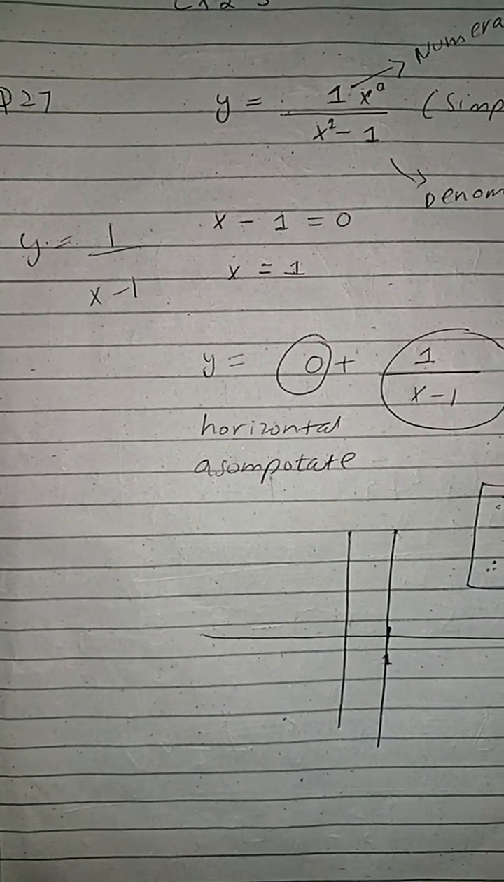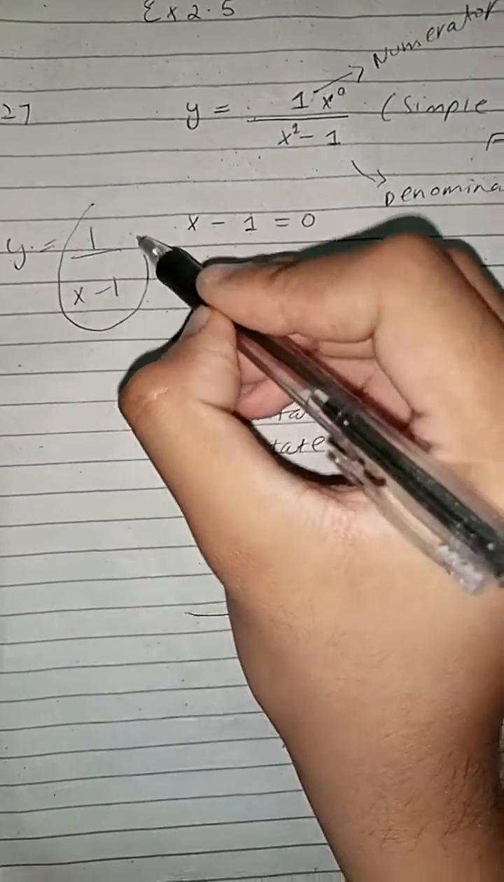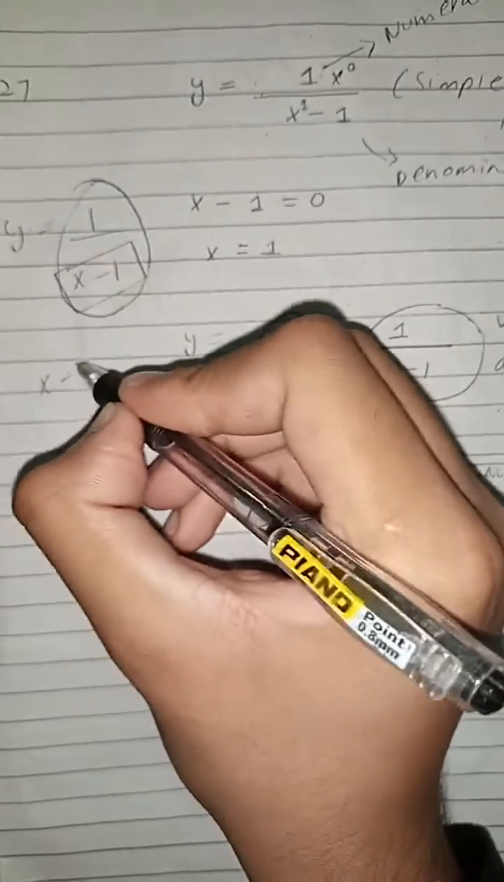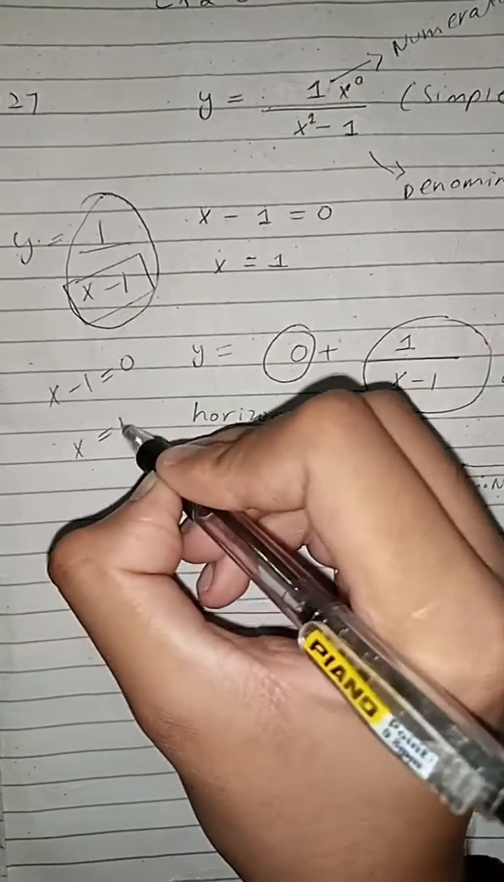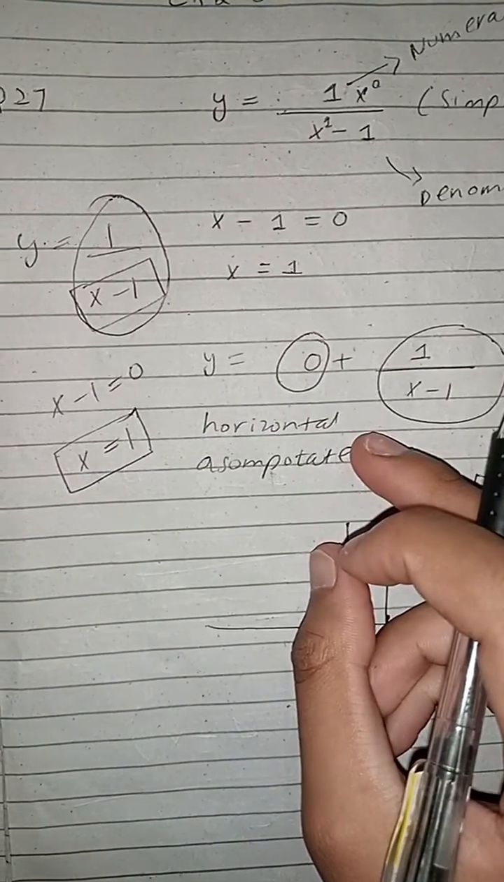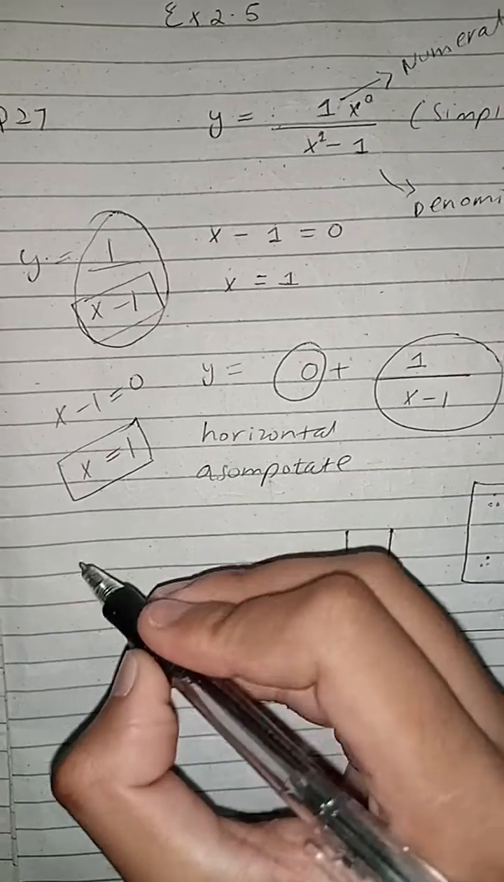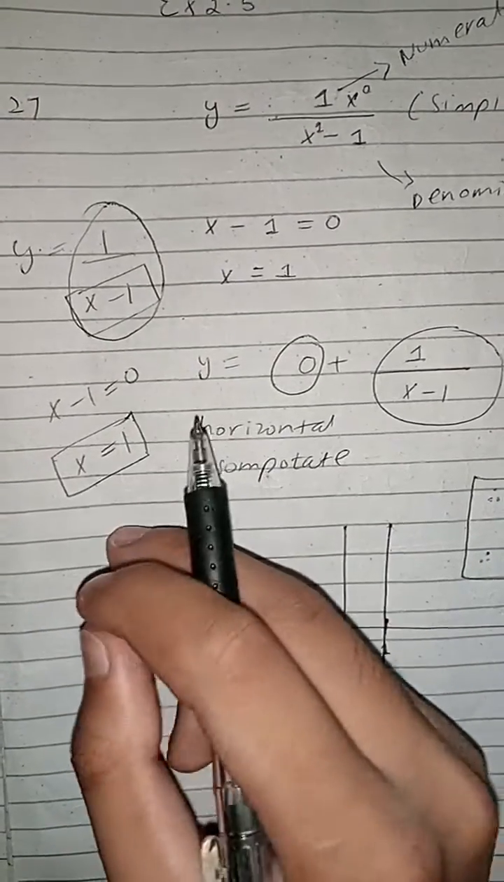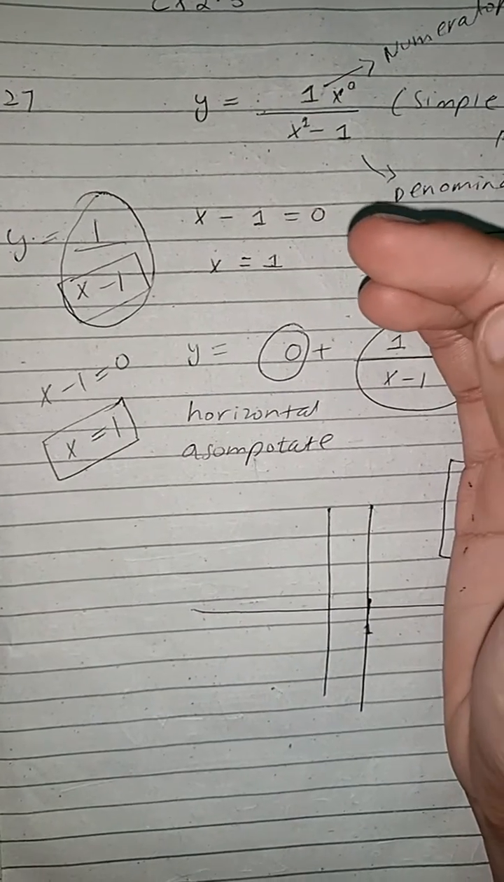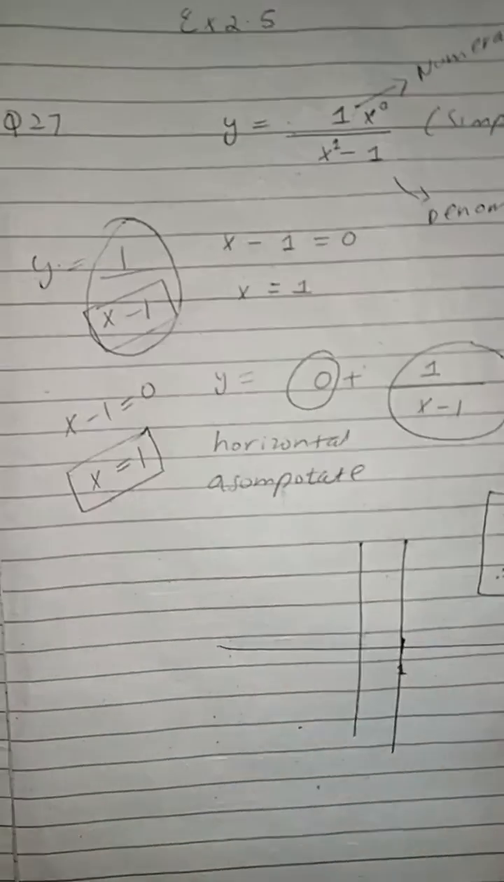The vertical asymptote is found where the denominator is equal to 0. So the vertical asymptote will be x is equal to 1 here. Okay, so what will be the horizontal asymptote? This one is very simple, but the horizontal asymptote will be different in other cases.